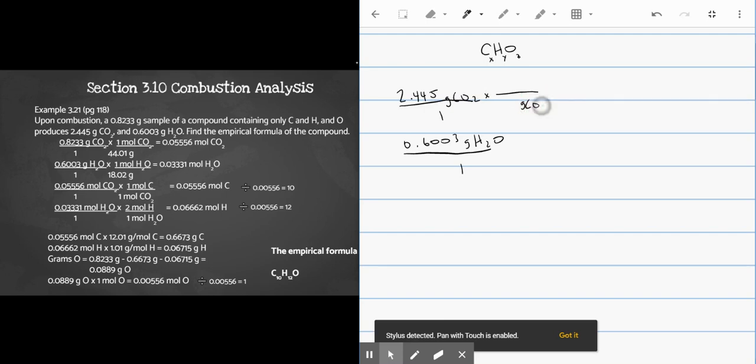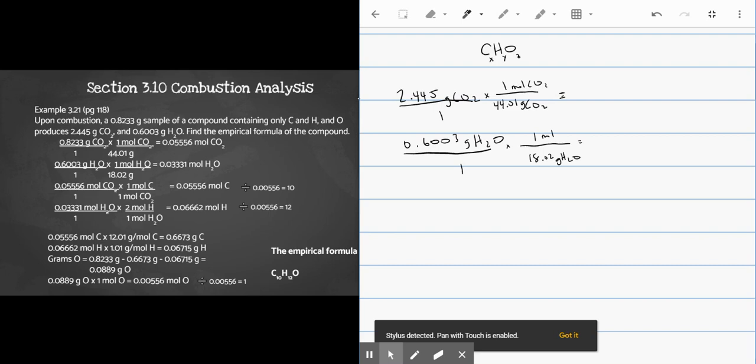Grams of CO2, 1 mole of CO2. Remember, our mass was 44.01. Over here, grams of H2O, 1 mole of H2O, and it's 18.02. Okay, so what did I do over here? I put the mass of the sample instead of the mass of the... okay, let's recalculate over here, and hopefully I have the right answer because this was in the textbook on page 118, by the way.